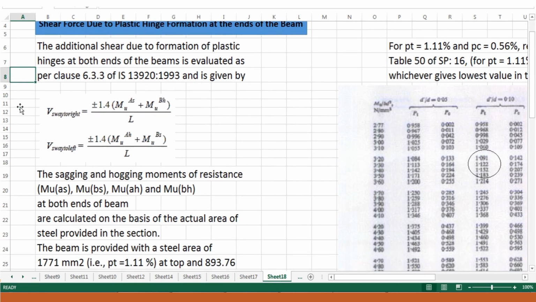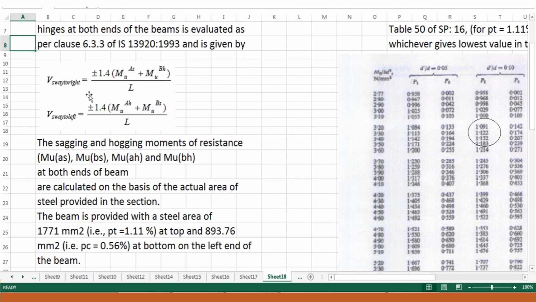clause 6.3.3 of IS 13920/1993 and is given by this. V sway to the right is plus minus 1.4 (MuAS plus MuBH) by L, and V sway to the left is plus minus 1.4 (MuAH plus MuBS) by L.